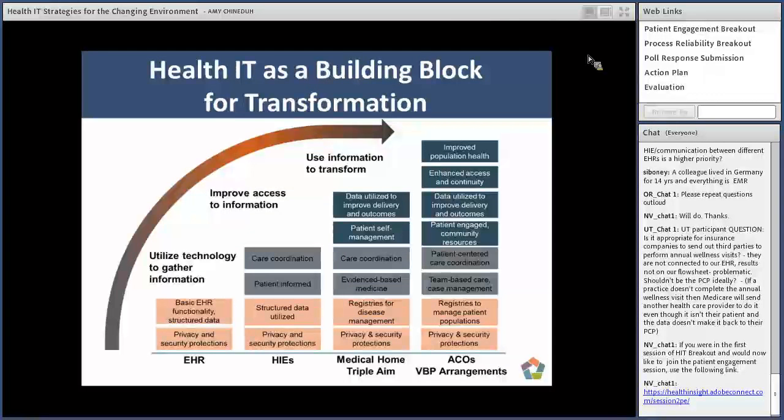Lastly, this slide just shows that health IT is a building block for transformation. It's foundational for this transformation of healthcare delivery and payment. This is a journey to get to the transformed state that we are looking for, and we're in the middle of that journey. But it's important to recognize the building blocks and build strategies within our organizations to support that.